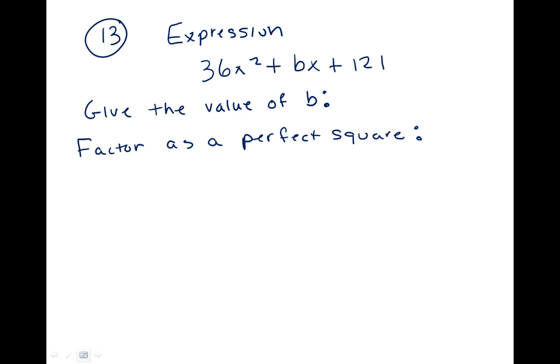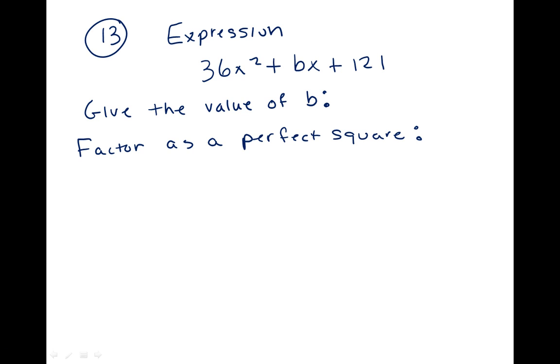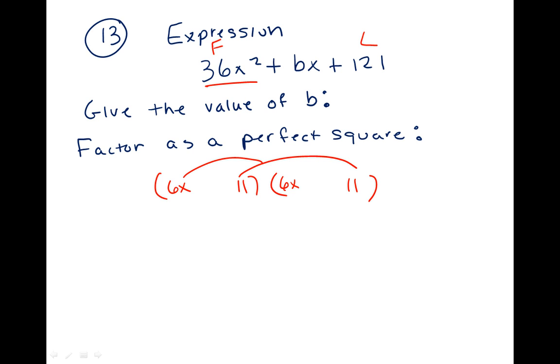So let's just go ahead and see what we would do if we factored this. We would draw our two sets of parentheses. This is our F. What do you multiply by itself to get 36x squared? 6x times 6x is 36x squared. What do you multiply by itself to get 121? 11 times 11 is 121. You can take the square root of 121 on your calculator if you need to find that. All right.